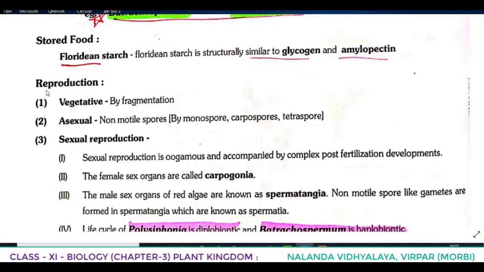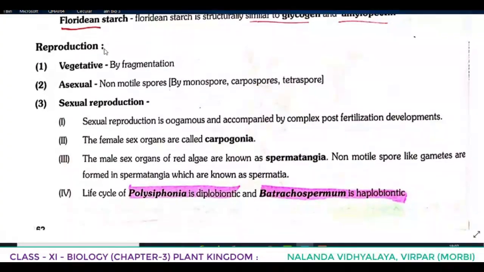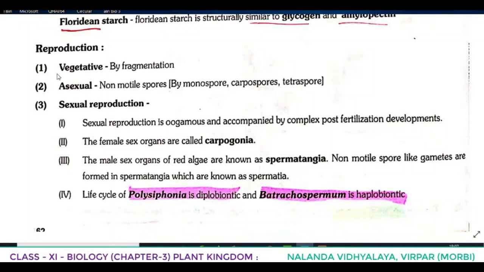Now coming to the topic of reproduction in the case of Rhodophyceae, that is red algae. Commonly what are they known as? Red algae. And what's the importance of that? They are the ancient algae. Reproduction: vegetative reproduction is by fragmentation. Asexual, non-motile spores by monospores, carpospores and tetraspores. Sexual reproduction is oogamous and accompanied by complex post-fertilization developments.